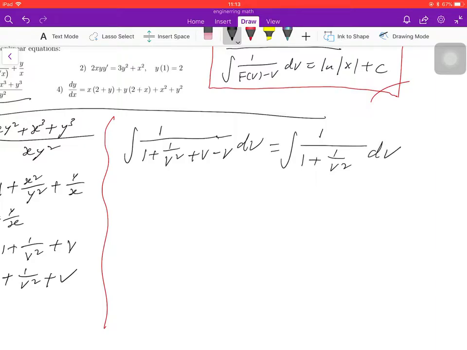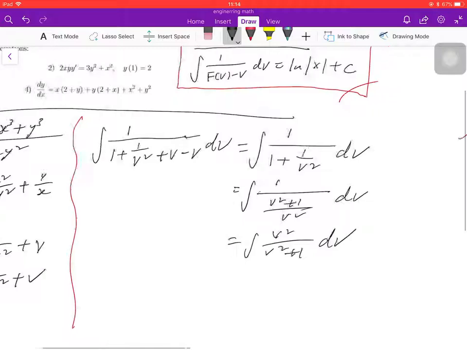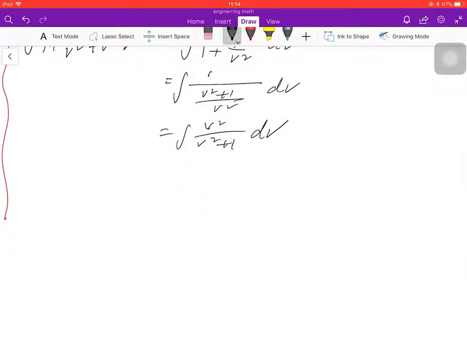Okay, now we can rewrite this. Here we have 1 divided by 1 plus 1 over v squared dv, so we can move the v squared on top, so we have v squared divided by v squared plus 1 dv. Okay, and then this can again be simplified to 1 minus 1 over v squared plus 1 dv.